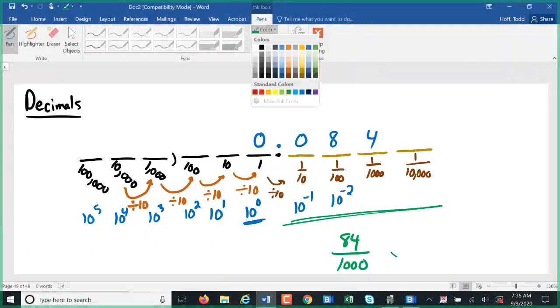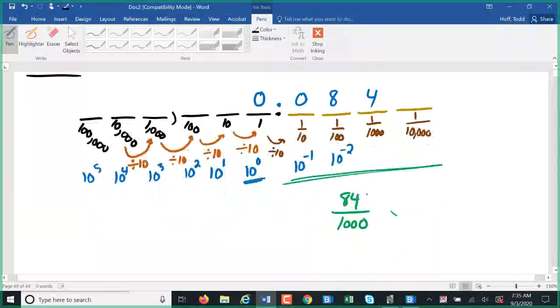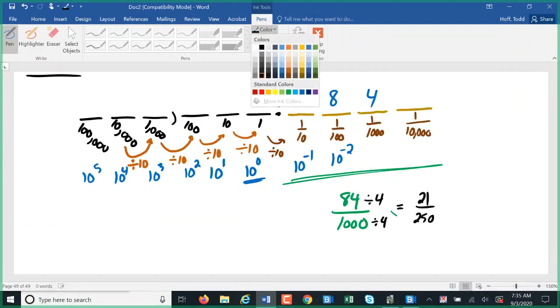In fact, it is that simple to convert a decimal into a fraction. Now, of course, we reduce this. Both 84 and 1,000 can be divided by 4. 84 divided by 4 is 21. 1,000 divided by 4 is 250. And that's that.